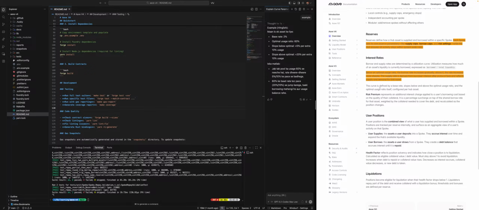And the risk premium is an additional cost that the borrower has to bear on top of the borrow rate, based on the quality of the collateral they are providing. It is a percentage on top of the shared borrow rate for that asset.